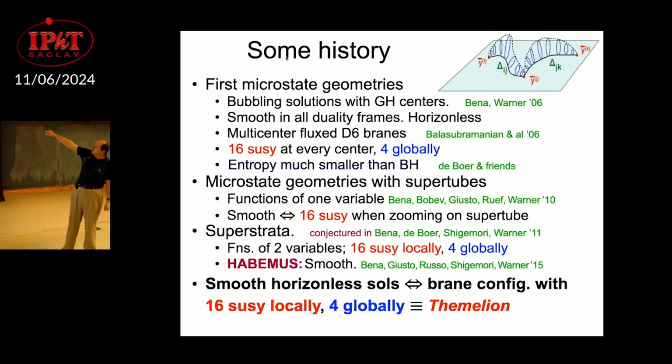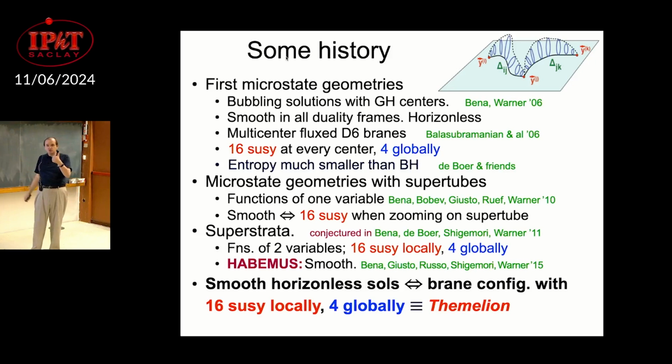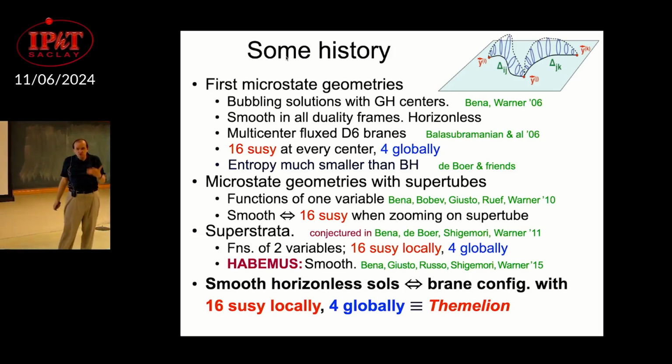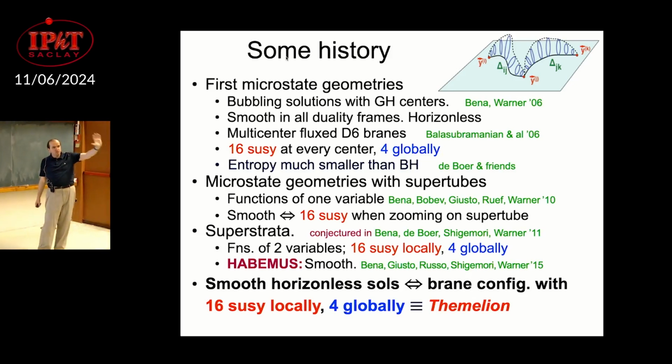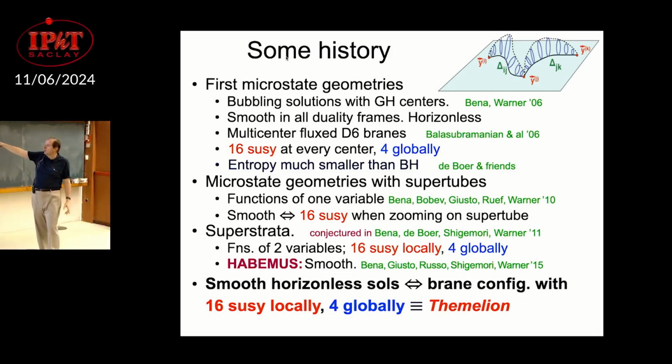And if you look locally on every D6 brane, there are 16 supercharges. The D6 branes have abelian flux, so there are 16 supercharges locally. Globally, there are only 4. Each of the branes has 16, but there are only 4 in common. So this DNF solution, this bubbling solution, which is an uplift of the DNF solution, has 16 supersymmetries at every center and 4 globally. And this was actually the smoking gun of having a smooth solution. The smoothness in 11 dimensions corresponds to 16 supercharges locally in 10 dimensions. This was the game.